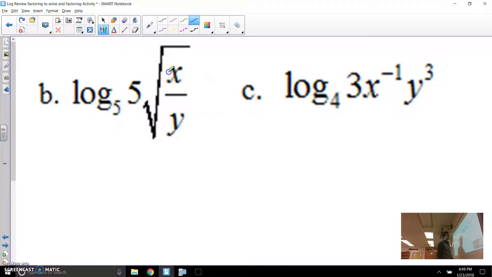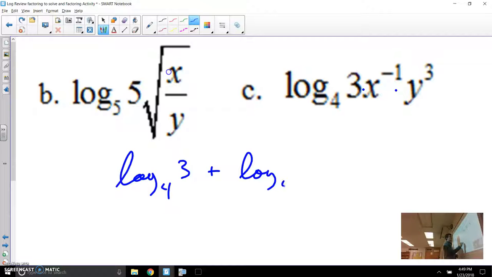Okay. This is log of 3. It's multiplying against log of x to the negative 1, which is multiplying against log of y to the 3rd. So I need 3 logs. And I'm going to separate them with a plus every time I see multiplication. And since they're all against each other, they're all multiplying. Okay? So just like on the last one, all the powers could technically swing out front.